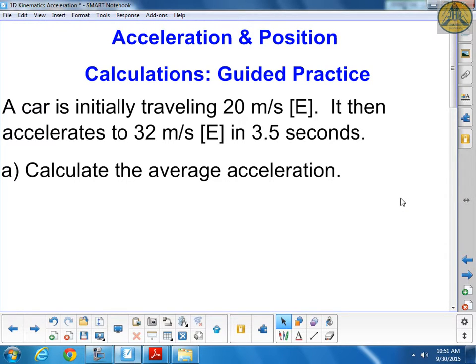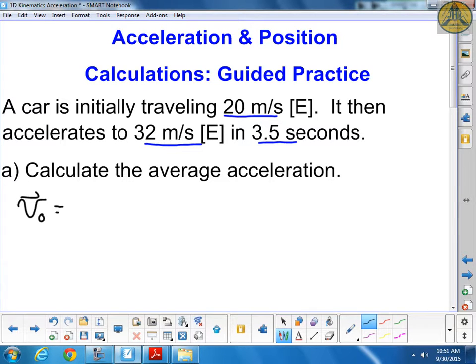So we have a car, pretty simple question. You've done this problem before. Initially traveling 20 meters per second east, and then it's going to accelerate to 32 meters per second east, does that in 3.5 seconds. Calculate the average acceleration. So write down what I know and go from there.